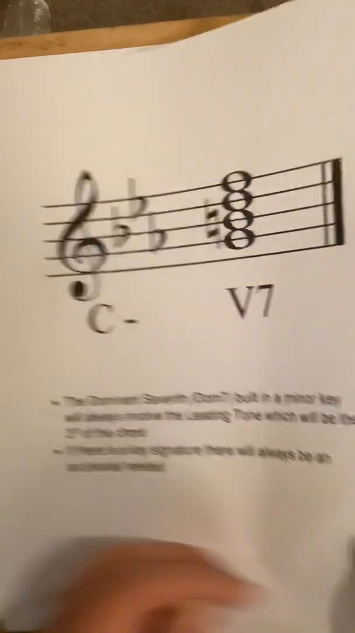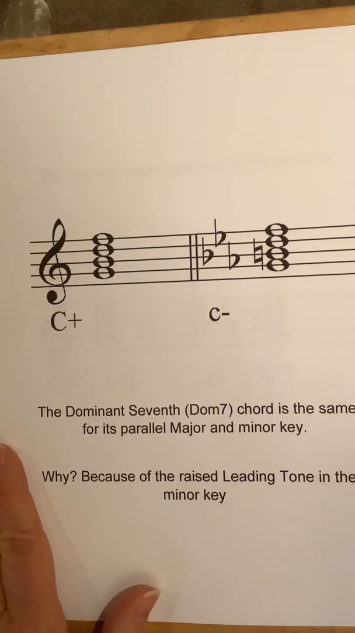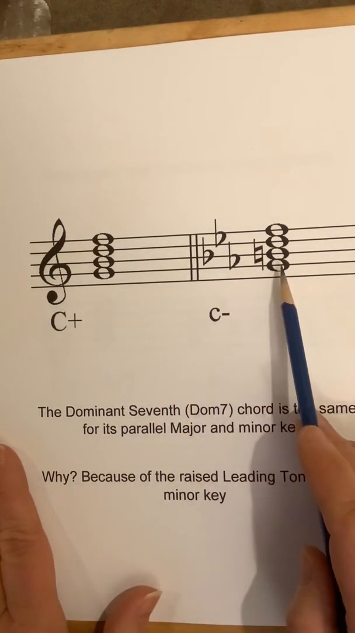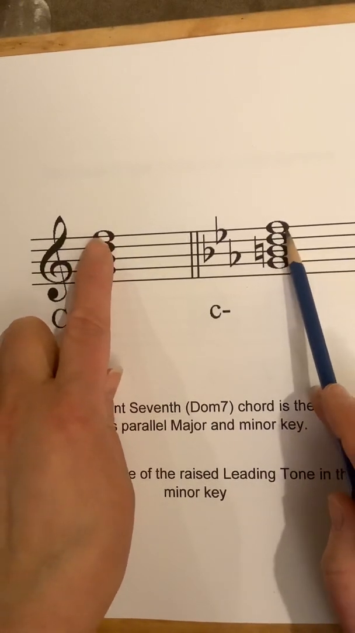Now, the dominant 7th chord is the same for its parallel major and minor key that we just talked about, because of that raised note. So you can see them side by side. G, B natural, D, and F.